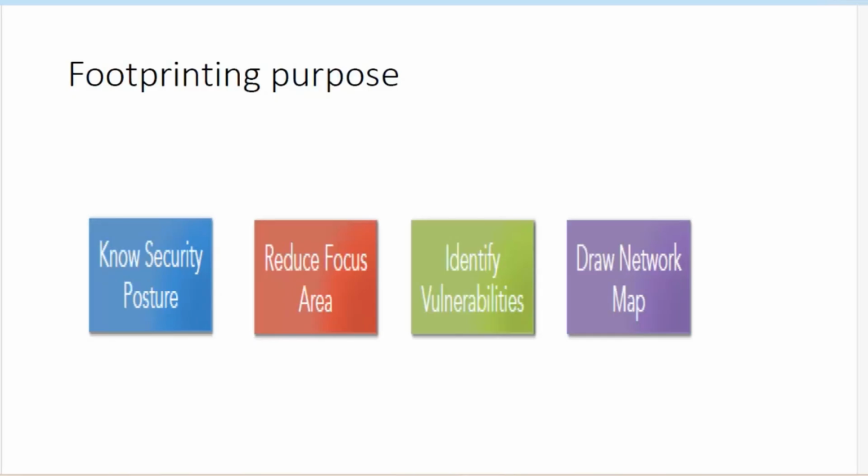The last point says draw network map. Information gathered is used to map the network structure. So here it tells you how systems are connected and exposed, helping the attacker choose the most effective attack path.